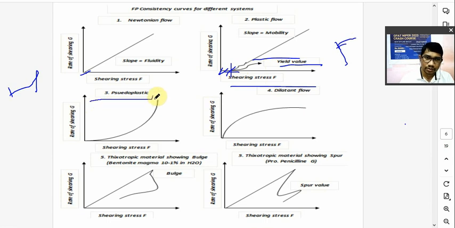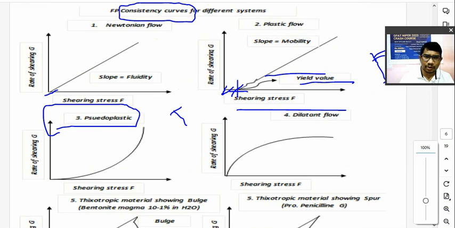The second is pseudoplastic flow. Pseudoplastic flow is also known as a shear thinning system. These curves are known as consistency curves, also known as rheograms. Rheograms or consistency curves. Now pseudoplastic flow. Are you able to see the screen? Am I audible?